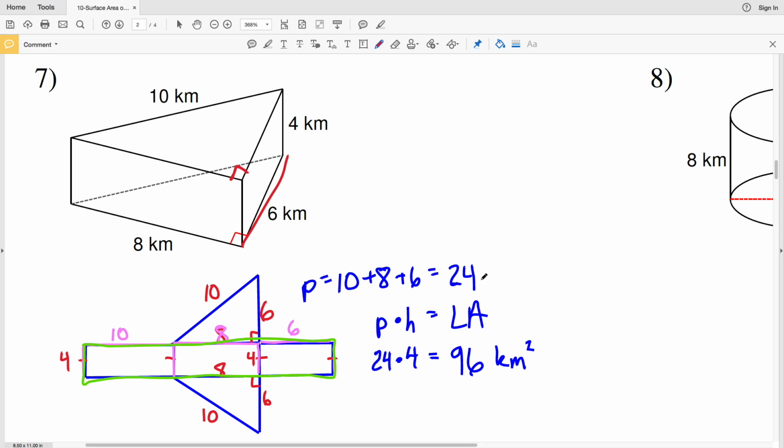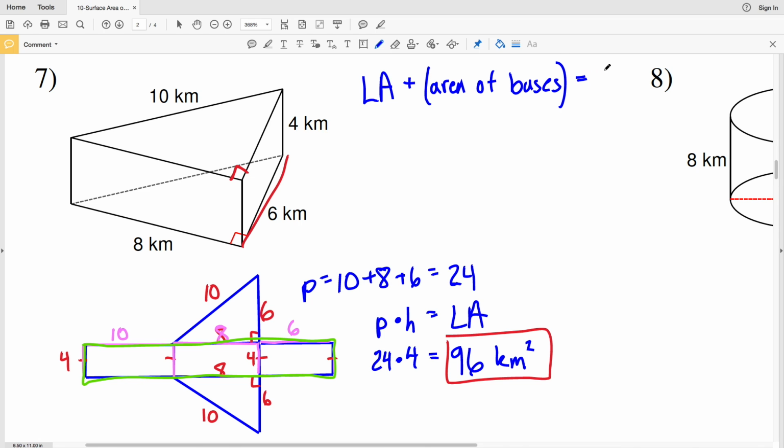So now that we have the lateral area, in order to figure out the surface area, we just have to add our lateral area, LA for short, to the area of the bases to get our surface area, SA. So LA is lateral area for short, and SA is my shorthand for surface area. So we're going to take the lateral area of 96 kilometers squared, and we're going to add that to the area of the bases, which, since the bases are congruent, and there's 2 of them, we're just going to multiply 2 times the area of one of the bases. And remember, for a triangle, area is 1/2 the base times the height of that triangle.